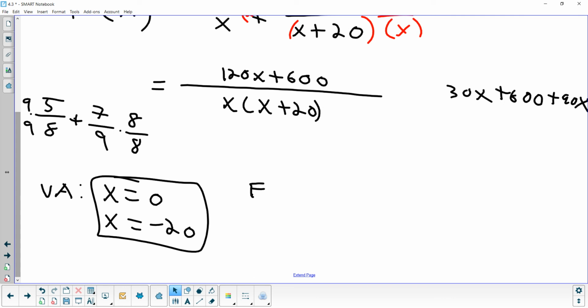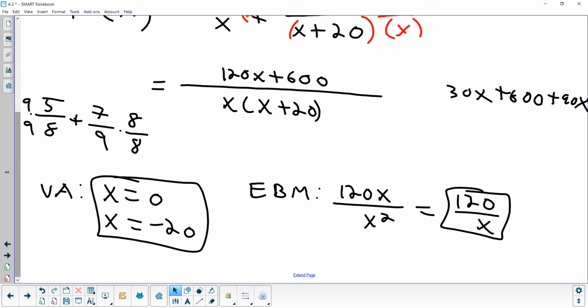Let's do the horizontals. And for that, we start with the EBM. What's the highest degree term in the top? 120x. And what's the highest degree term in the bottom? X squared, yes. Okay, divide that out. This is the case where the bigger exponent is in the bottom, so you're going to be left with a variable in the bottom. So there's your EBM, which I'm really going to use to find the horizontal asymptote.